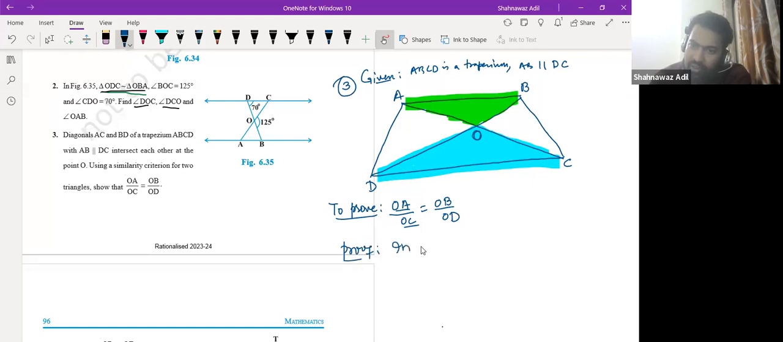I was saying two triangles, not one. So in triangle AOB and triangle DOC, these two angles, this one and this one, what can you tell about them?